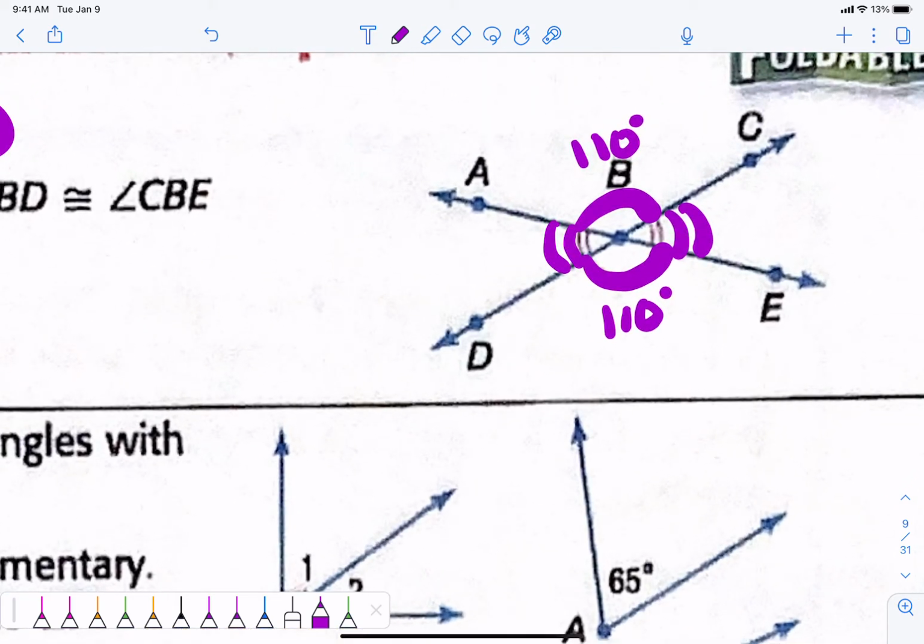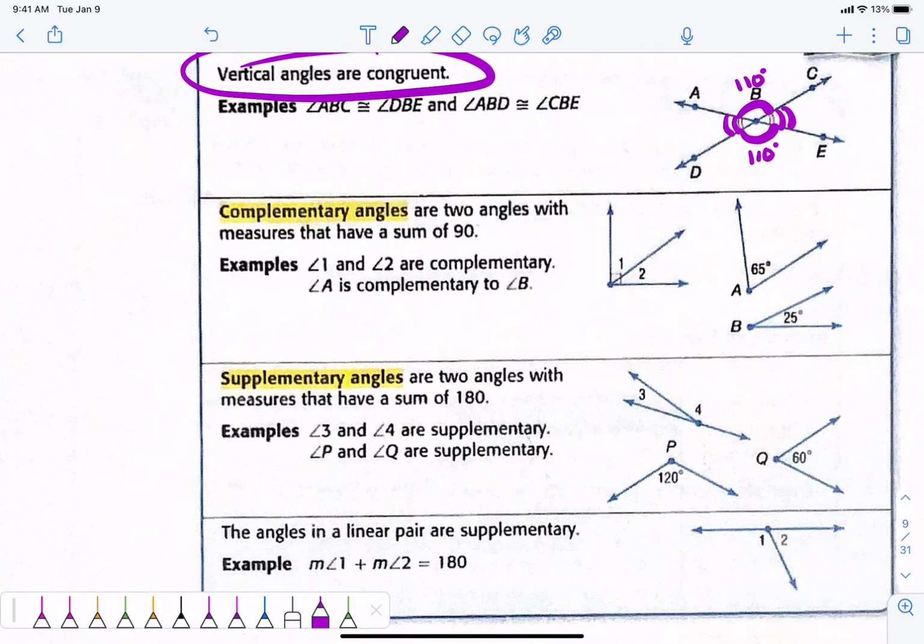Good? Okay, next thing is complementary and supplementary, and I'm going to do those both at the same time. Complementary is two angles that add up to be 90 degrees, and supplementary means they're adding up to be 180, yeah?